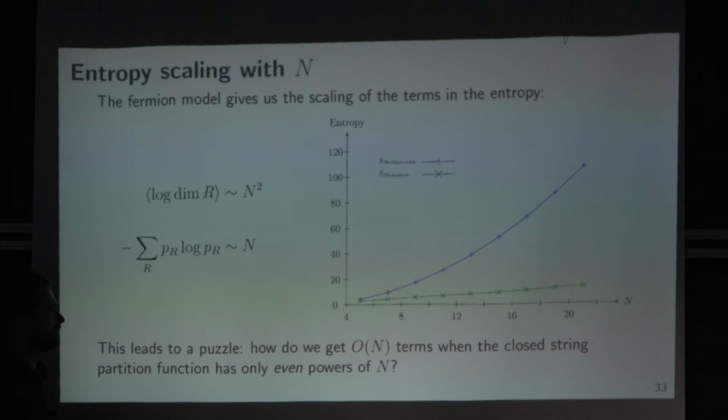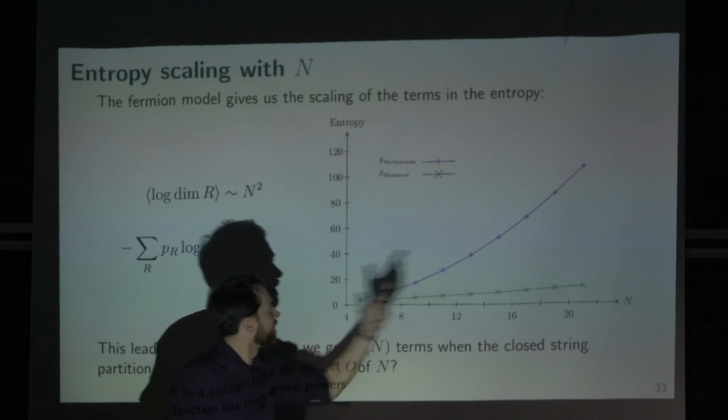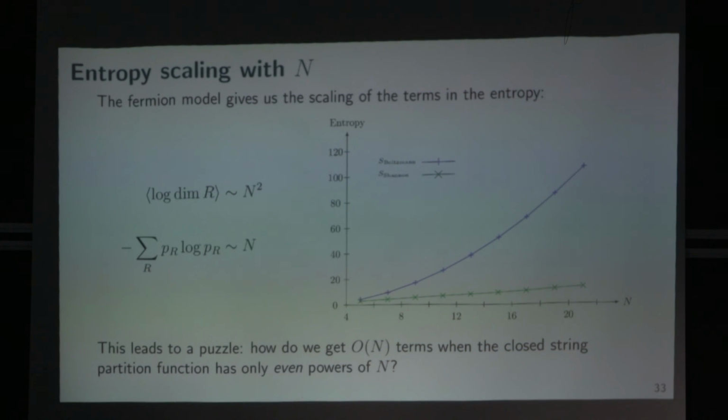And you can confirm this with numerical simulations. And so here's a plot on the right, and the purple one is this log dim R term, and the other one is the Shannon entropy term.